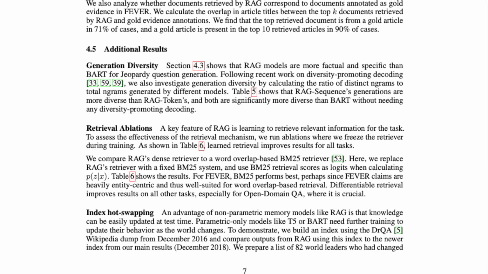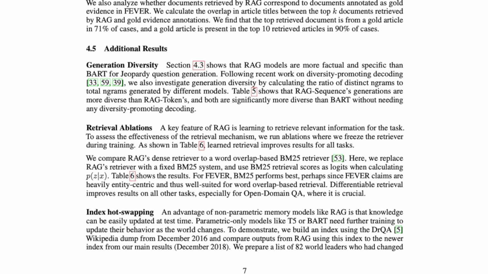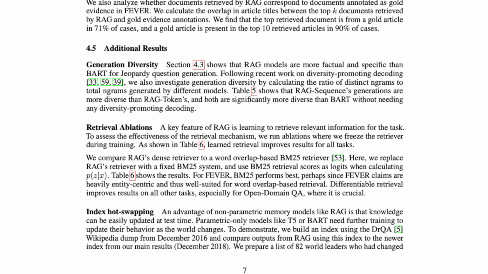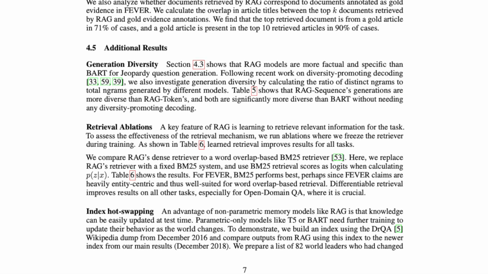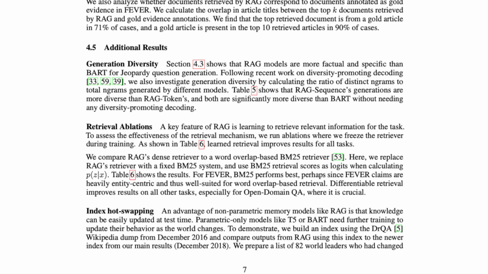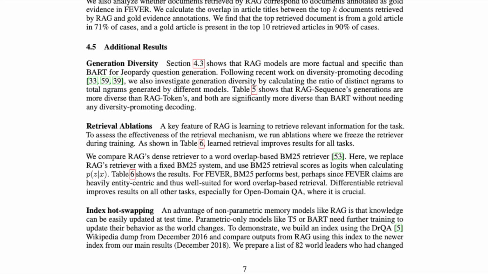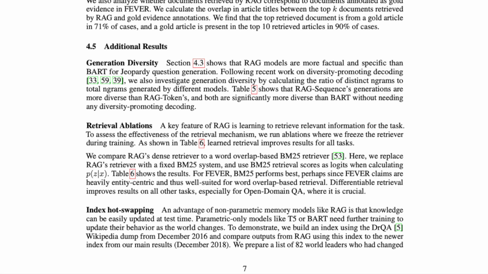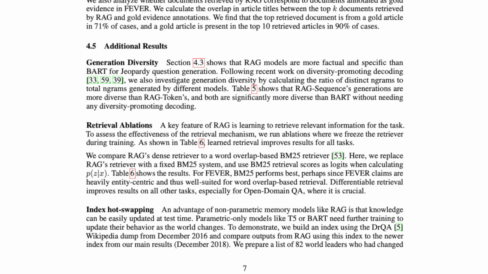Index hot swapping. An advantage of non-parametric memory models like RAG is that knowledge can be easily updated at test time. Parametric-only models like T5 or BART need further training to update their behavior as the world changes. To demonstrate, we build an index using the DrQA Wikipedia dump from December 2016 and compare outputs from RAG using this index to the newer index from our main results, December 2018. We prepare a list of 82 world leaders who had changed.